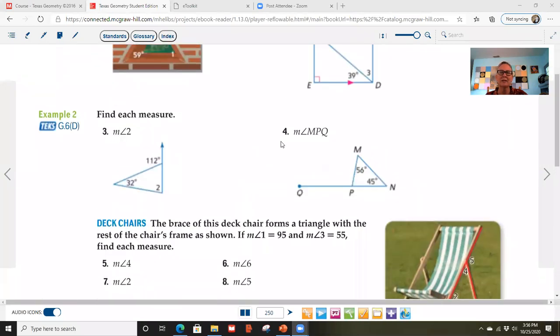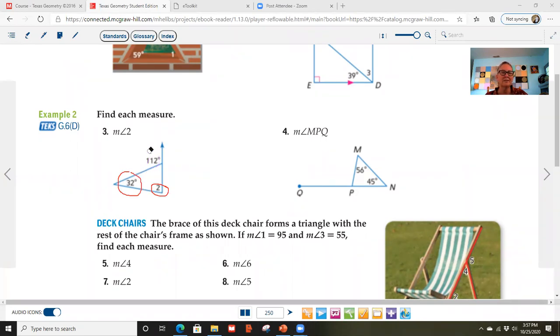So in number 3 and number 4, these are from example 2, that second concept that you're supposed to try to get a hang of in this section. And these have exterior angles in them. So angle 1, this angle that says it's 112 degrees, that's the exterior angle. So the measure of this angle is going to equal the sum of the remote interior angles. Remember that this angle is formed right here. It's adjacent to this one, so I don't use that one. I use this angle and this angle. These are the 2 remote interior angles in this situation.